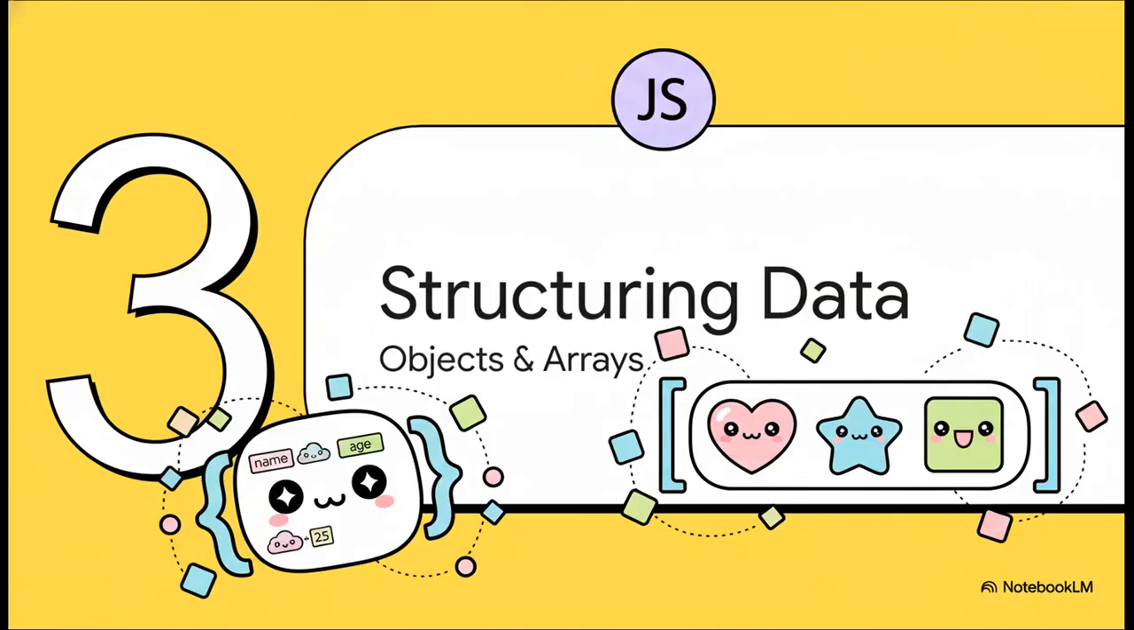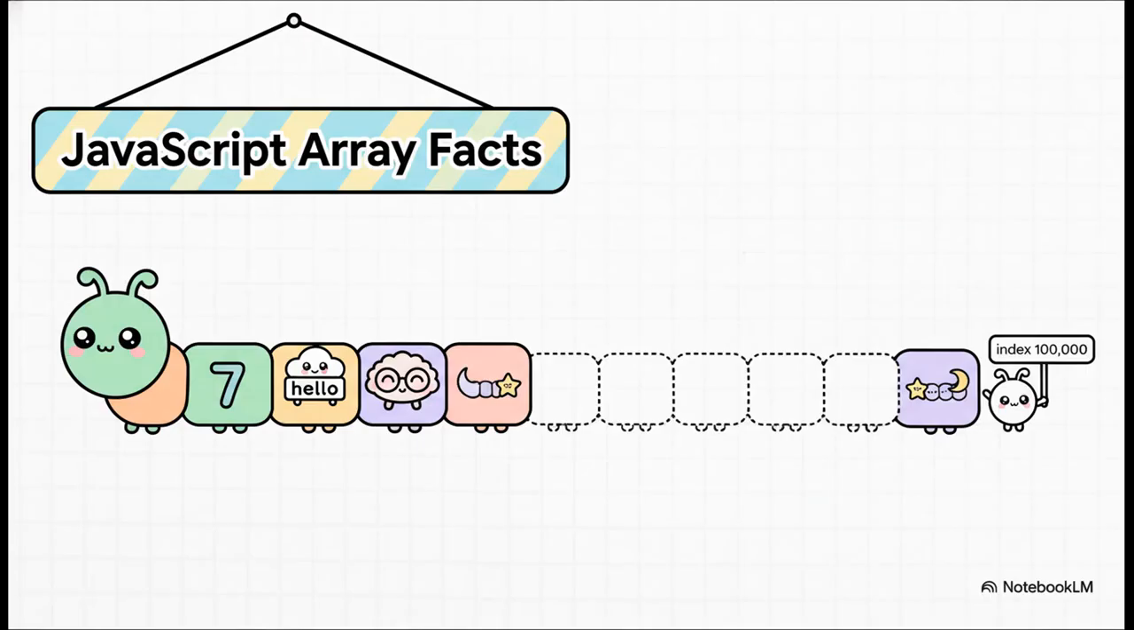So we have our primitive types. Now let's see how JavaScript groups them together into the two most common data structures you're ever going to use, objects and arrays. JavaScript arrays are, well, they're a little different. They are incredibly flexible. Some people might even say too flexible.